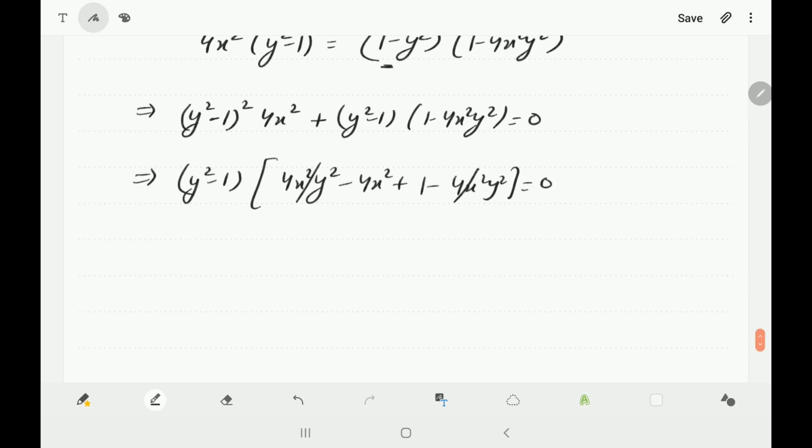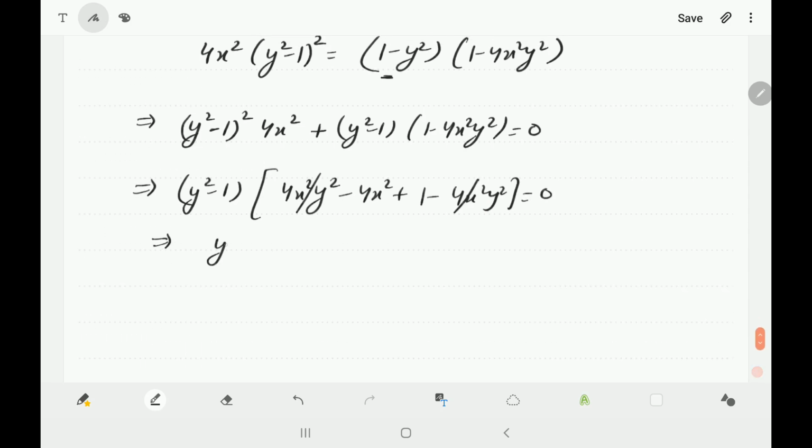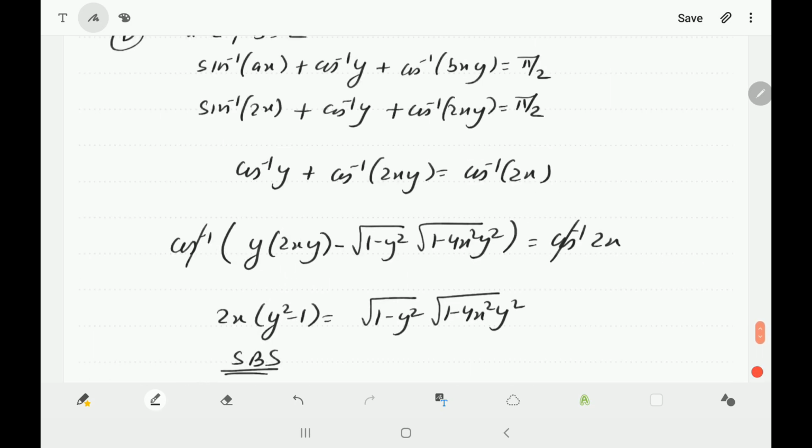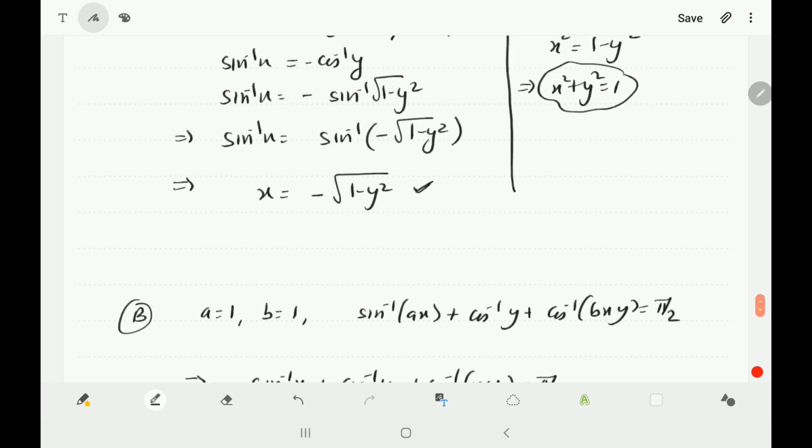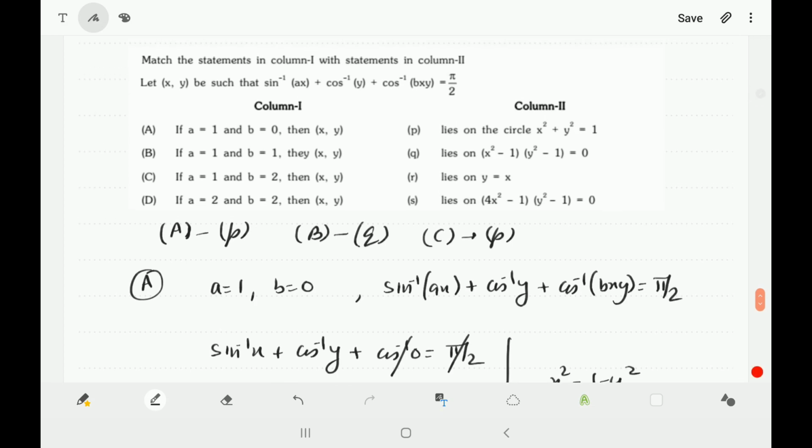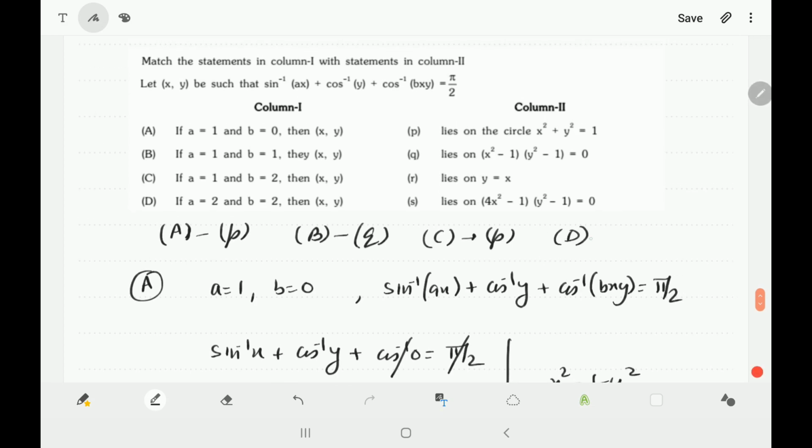These two terms will cancel out. So now we will be left with y square minus 1 into 4x square minus 1 is equal to 0. So this was also given in the option. Let's see which option it is. So our D part is matching with S, okay. So the final solution for this problem is A is matching with P, B is matching with Q, C is matching with P, and D is matching with S. I hope it is clear.